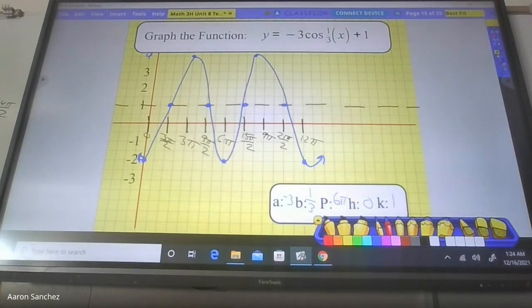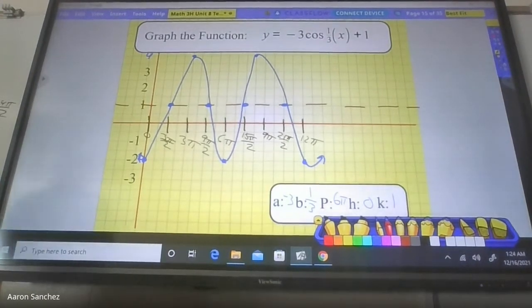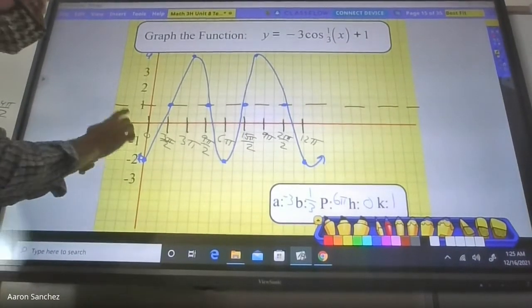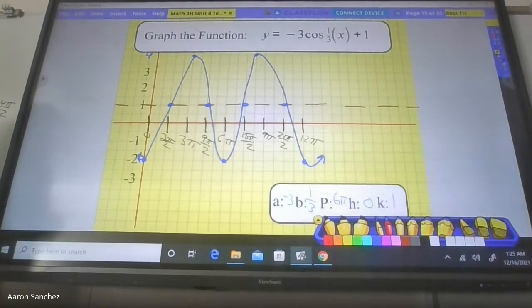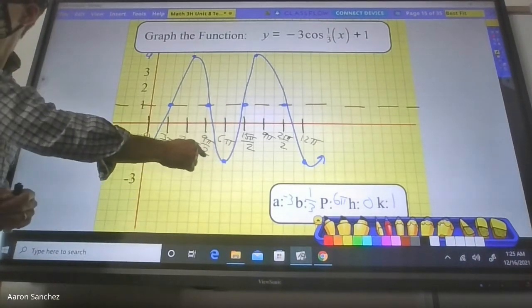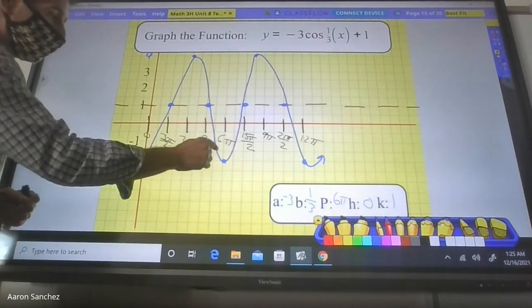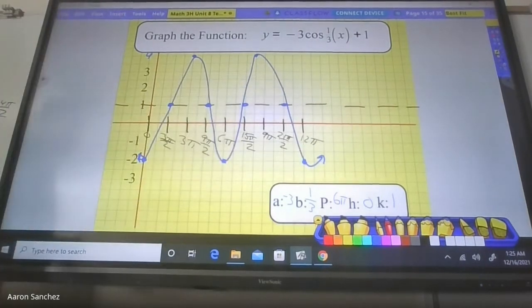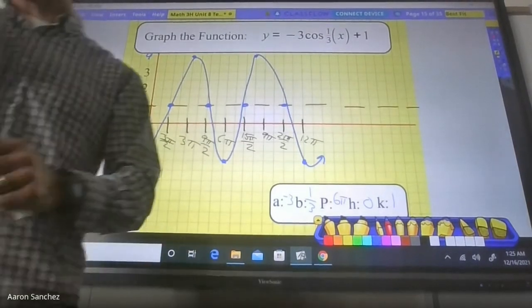You have to graph 2 periods. It's going to say graph 2 periods. Look at how many key points are in a period. 5: 1, 2, 3, 4, 5. There's 1 period. And then the second period, starting here again, 1, 2, 3, 4, 5. That's the second period. So you graph the 5 key points twice. That's 2 periods. Graph it 3 times, you have 3 periods, right?